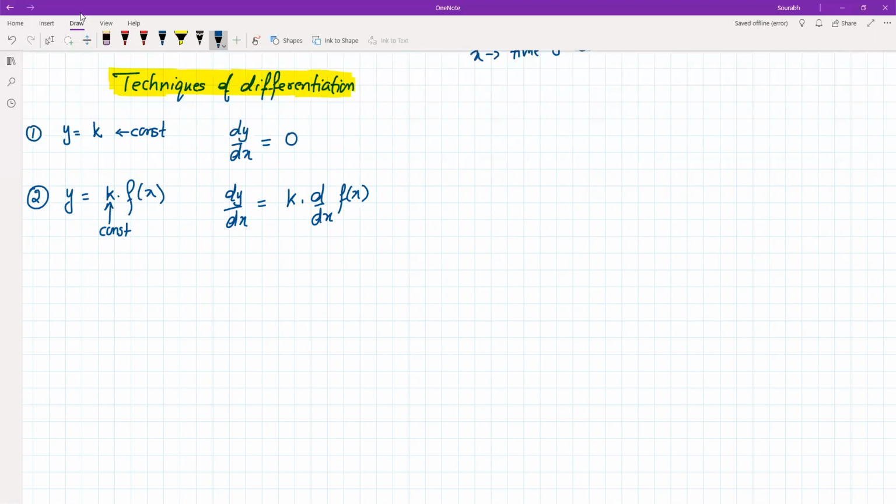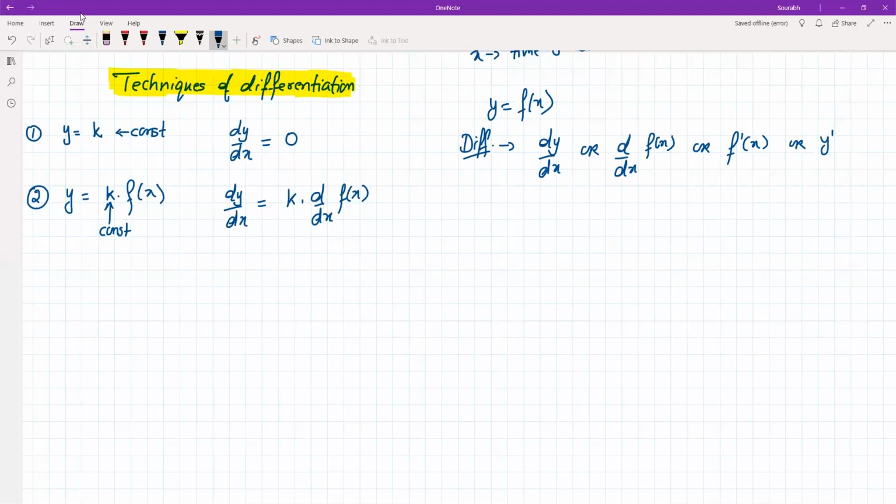Before that, if y is equals to f of x, its differentiation can be represented in many forms. The differentiation representation is dy by dx, or differentiation of f of x with respect to x, or this can also be represented as f dash x or y dash. So these are different representations. All of them mean the same thing. That is, you are differentiating y, which is a function of x, with respect to x.